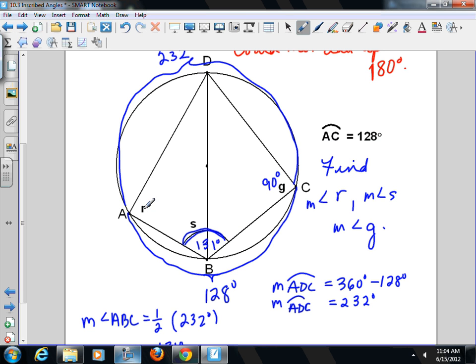The same thing is going to occur over here with angle R. We know that that corresponds to this arc DCB, which corresponds to the straight line, so it's 180 degrees. This angle is half of the measure of that arc. So half of 180 degrees is 90 degrees. So the measure of angle R is 90, measure of angle S is 131, and the measure of angle G is 90 degrees.